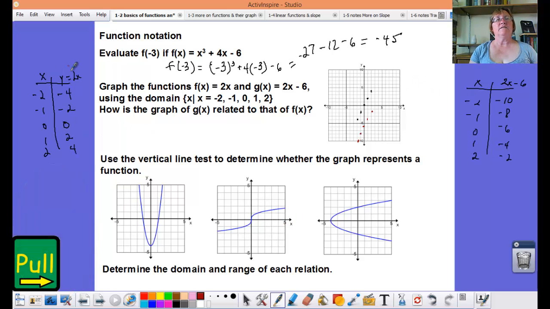In black, I have the f of x function. I have my table set up and I graphed those points here. In red, I have my table set up and graphed those points here. How is the graph of g of x related to f of x? Well, if you look at it, at each x value, the red graph is 6 units lower than the graph of f of x. So the graph of g of x is 6 units lower.